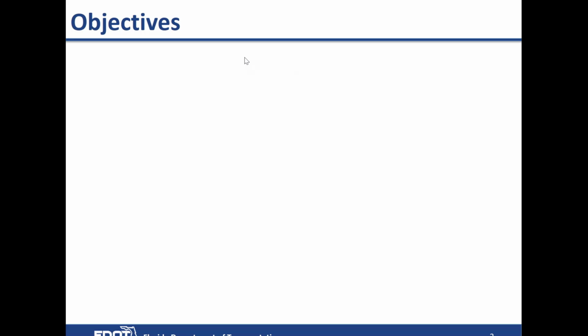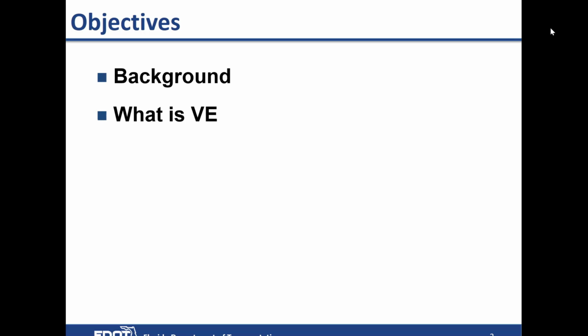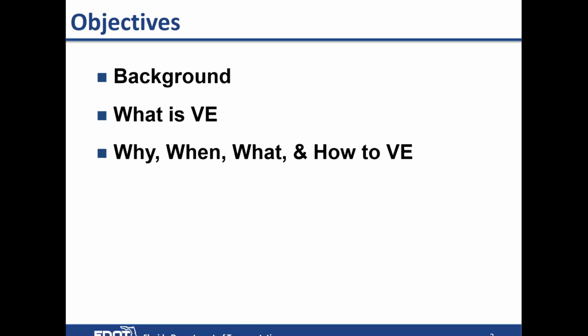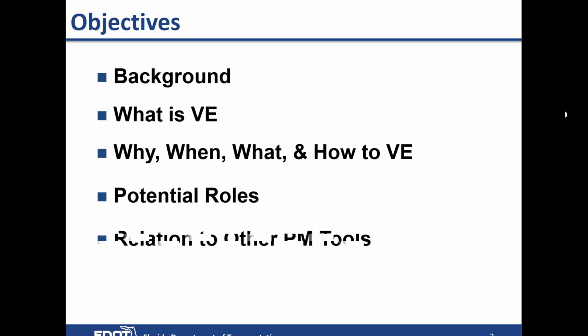So the objectives for today: I'll give you some background on the VE process and how it got started. We'll talk about what is VE, why, when, what, and how to VE. Potential roles that you may play as either a team member or project manager. Its VE process's relation to other PM tools such as risk management. And then we'll include some references at the end if you want further information.